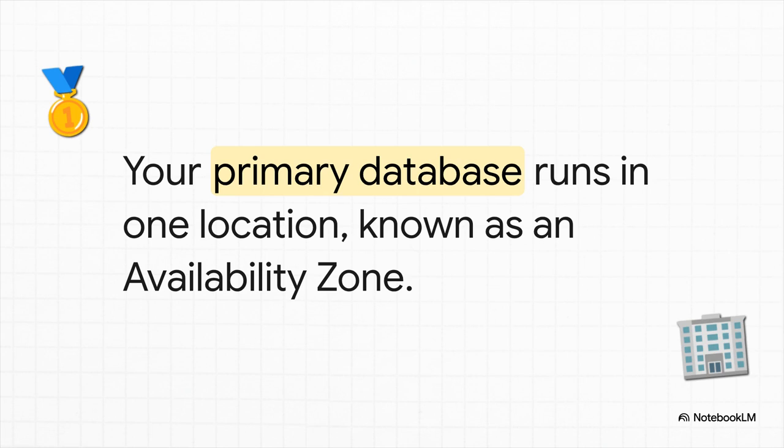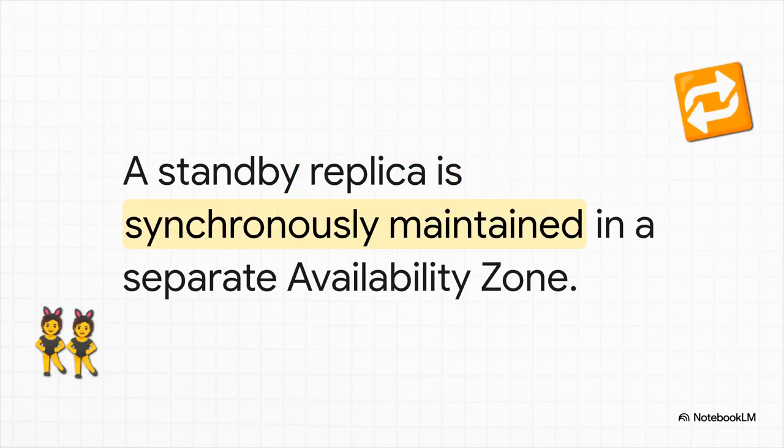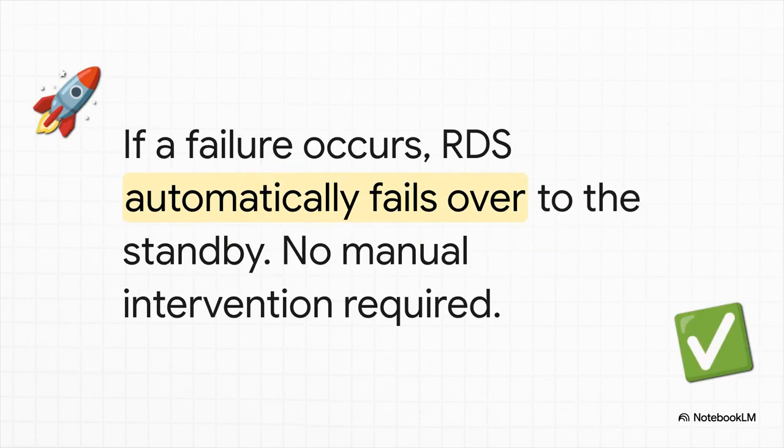It all starts with your main, primary database running happily in one physical location, or what AWS calls an availability zone. At the exact same time, RDS is keeping a perfect, up-to-the-second copy, a standby replica of your database running in a completely different, physically separate data center. So, if the worst happens, a power outage, a network failure, whatever, RDS just automatically flips the switch. It fails over to that standby replica, and your application is back online, usually in just a minute or two.